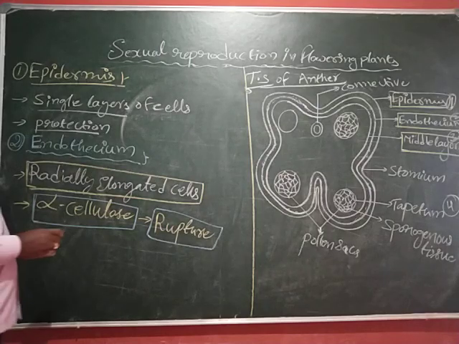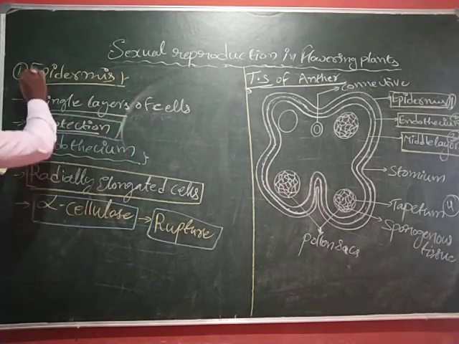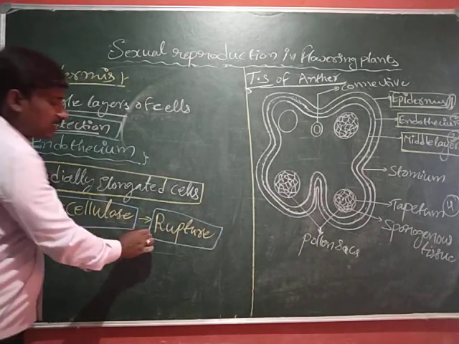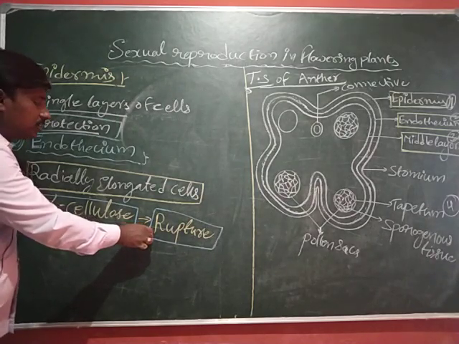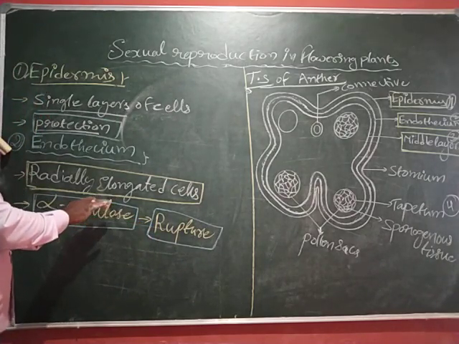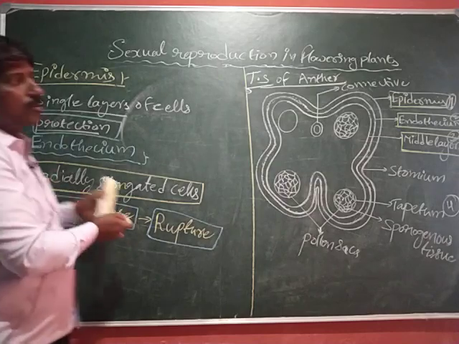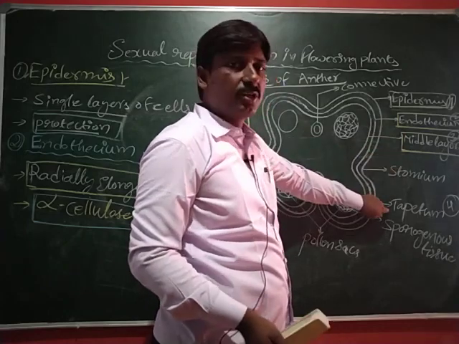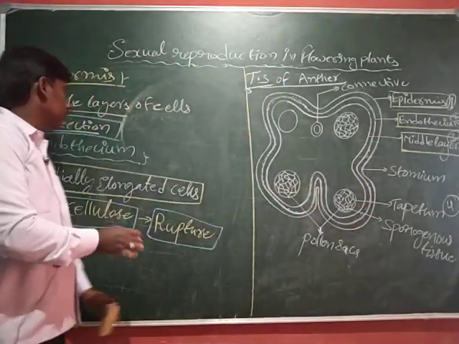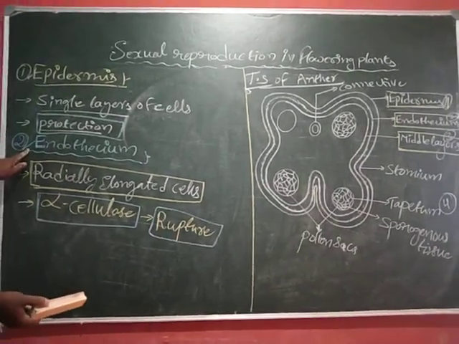Now I am asking one question. Which anther wall layer is involved in providing protection to the anther? Epidermis. Now another question: which one of the following anther wall layers consists of alpha cellulose? Option A, epidermis. Option B, middle layers. Option C, endothecium. Option D, tapetum. The correct option is endothecium.